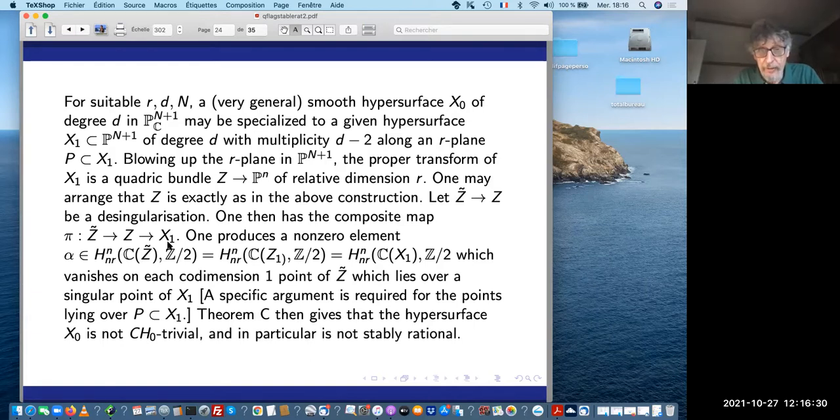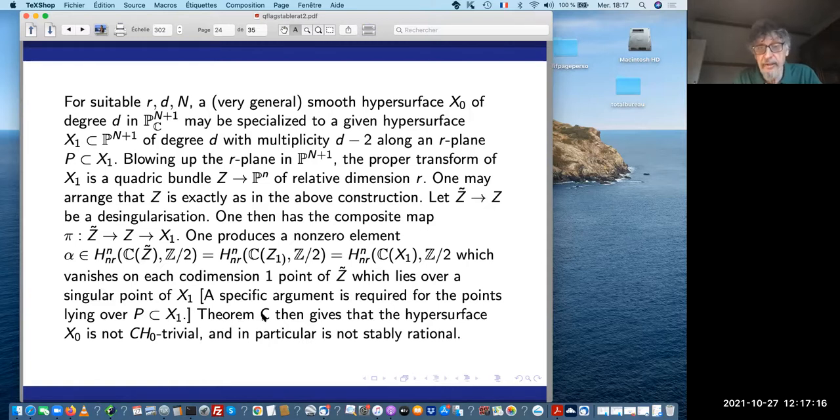So at this point, you see, Z is a quadric bundle over P^n, but the X1 is not. So I cannot invoke this general theorem, whatever it was, which gave us for free that the cohomology class vanishes at this point. So you have to do something. And a specific argument is required for the points which lie over this linear space. This is the r-plane P in X1. I'll say a word about this in a minute.